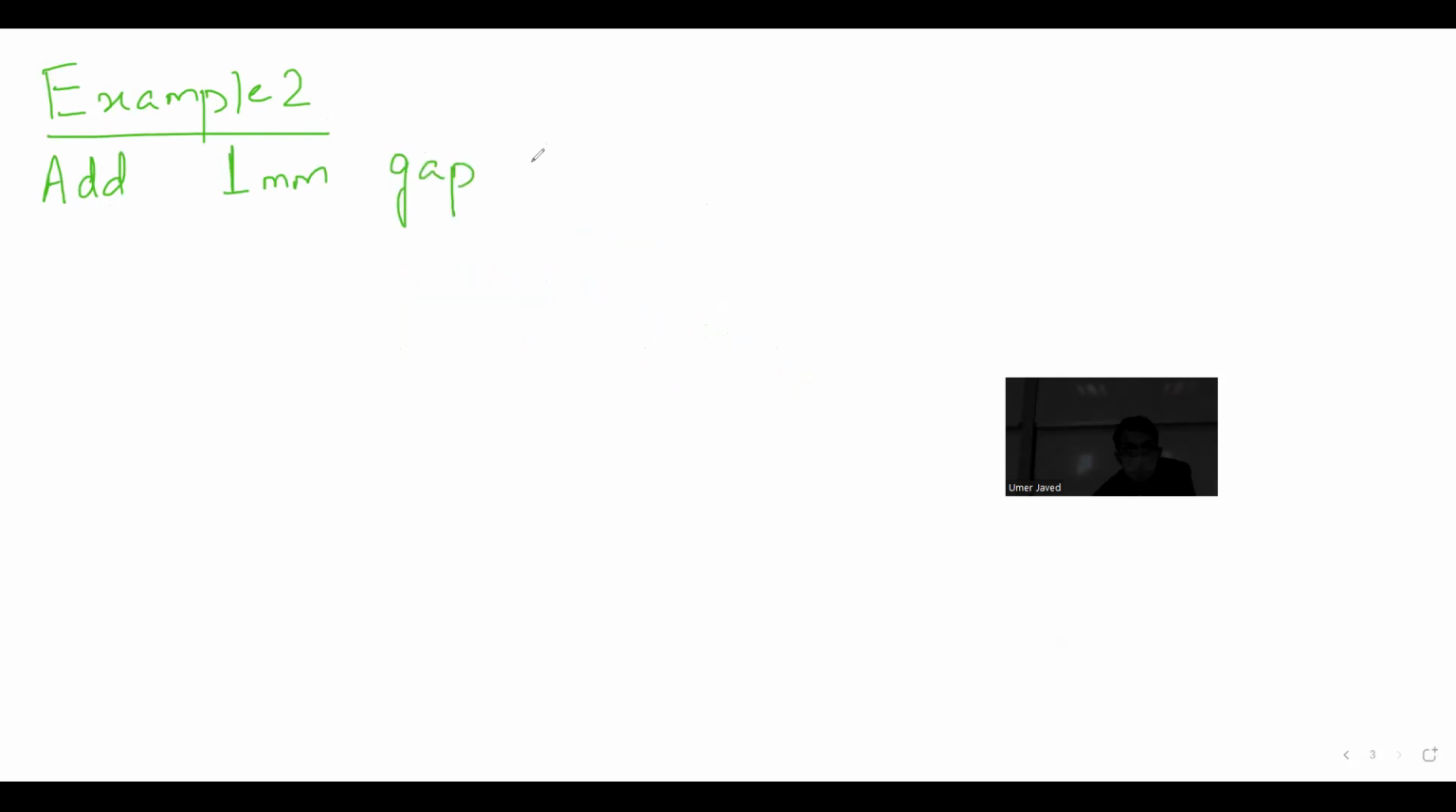This one you are definitely doing. Example 2. The question says add 1 millimeter gap in rod 2 and no gap in the first bar.